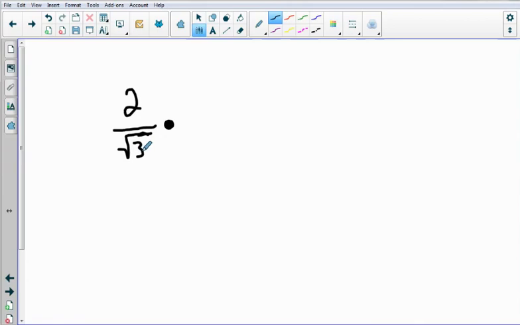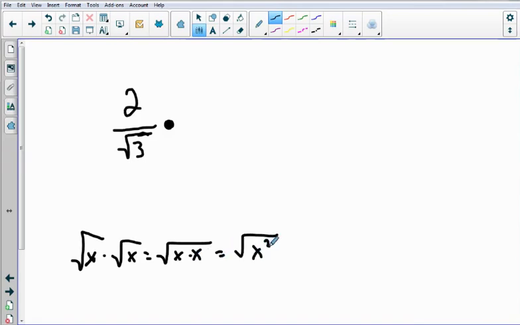Well, as you know, the square root of anything times itself. So let's look at that. The square root of x times the square root of x is the square root of x times x, which is the square root of x squared, and the square root of anything squared is just itself. If you wanted to see that in numbers, if I took the square root of 5 times the square root of 5, so I just took that square root of 5 times itself.